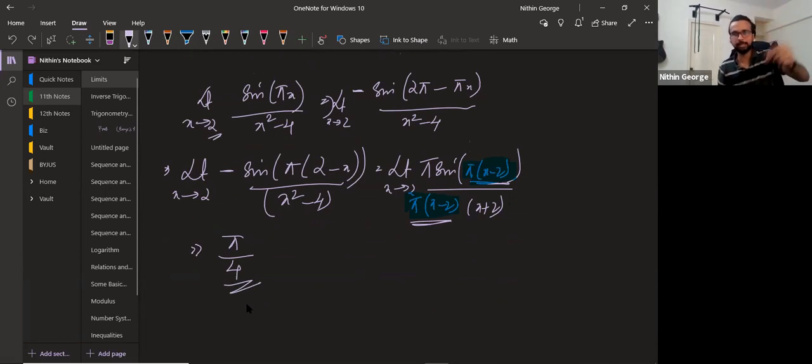Apply L'Hopital's rule and you'll quickly get the answer. But these are steps I want you to be aware of for a proper understanding of trigonometry. Whatever I learn in trigonometry, I want you to apply it here, and then see bit by bit what is happening. Okay, getting this?